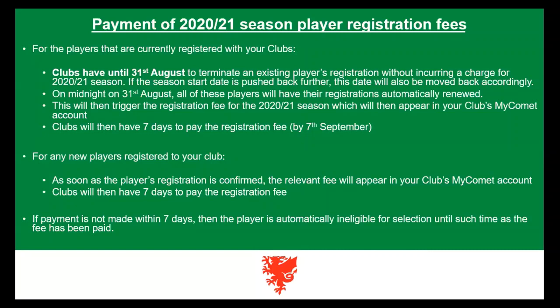However, for any new players registering to your club, so for example, when the window opens, if you transfer a player in from another club, as soon as that player's new registration is confirmed, the relevant fee will appear in your club's COMET account, and you will then have 7 days to pay this registration fee. If a payment is not made within 7 days, then the player will automatically be ineligible for selection until such a time as the fee has been paid.